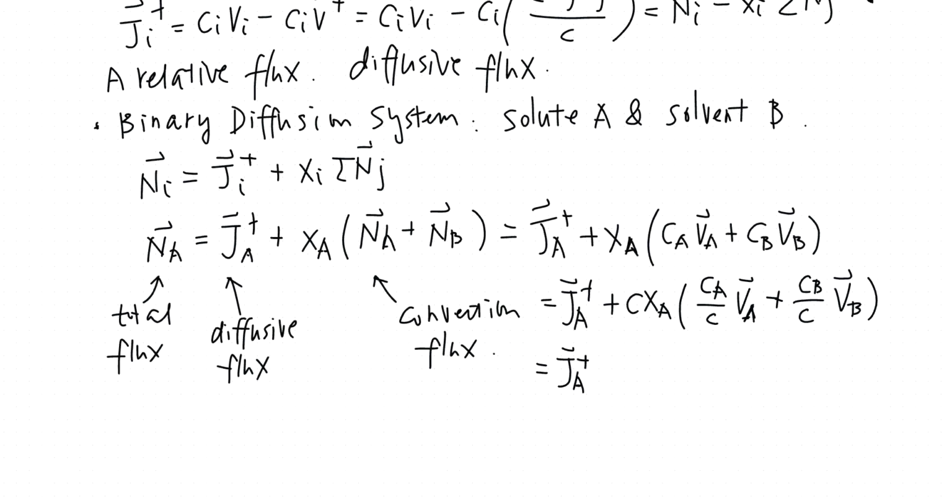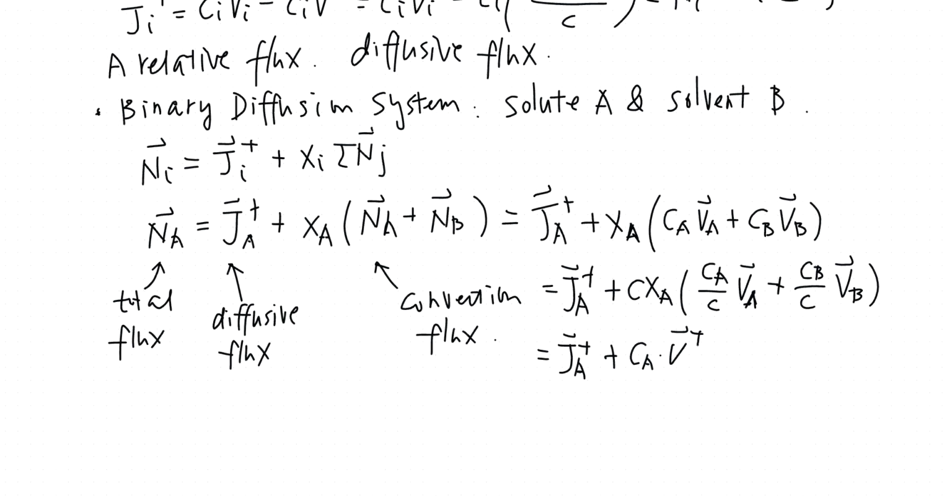Now what is CA? CA is the total concentration multiplied by the molar fraction of A. This is just the molar concentration of A. And in the parentheses, CA divided by C is XA, CB divided by C is XB. So you have velocity weighted average by molar fraction. This is the molar average velocity of the bulk. So we can write it as NA.